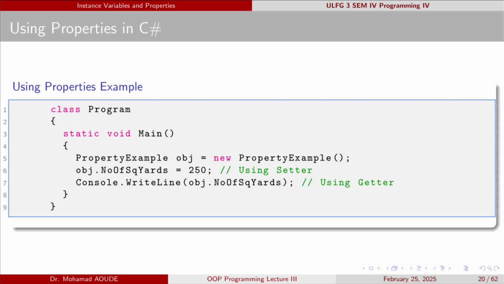How do we actually use a property? Very simple. You start by creating an instance of your class. Then, you can set a value using the setter, for example, obj.NoOfSqYards = 250. When you want to retrieve that value, you simply use the getter, like WriteLine(obj.NoOfSqYards). Reading the value triggers the get block internally. This approach ensures that setting and getting values is both intuitive and controlled, aligning with modern C# practices. This is the clean and modern way C# wants you to handle object data, intuitive but fully controlled.